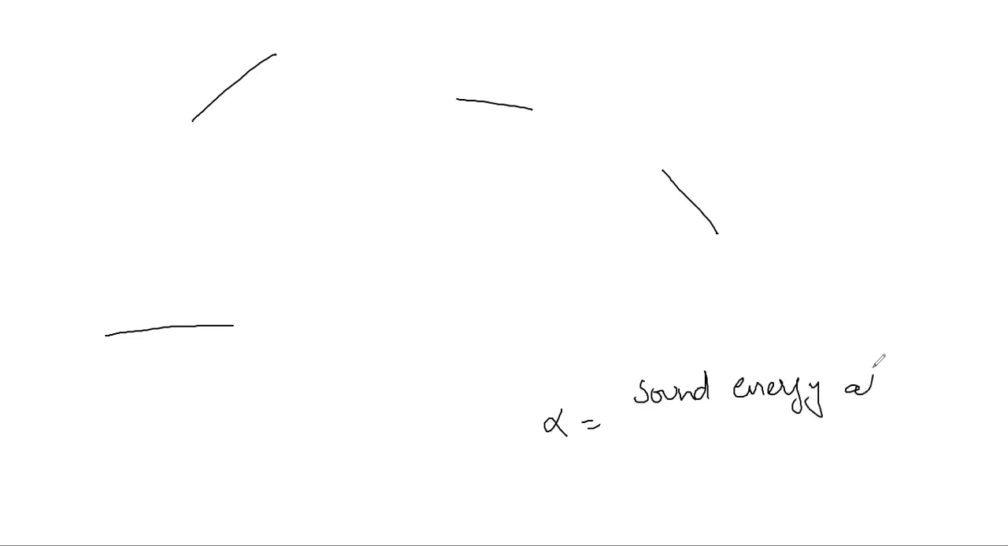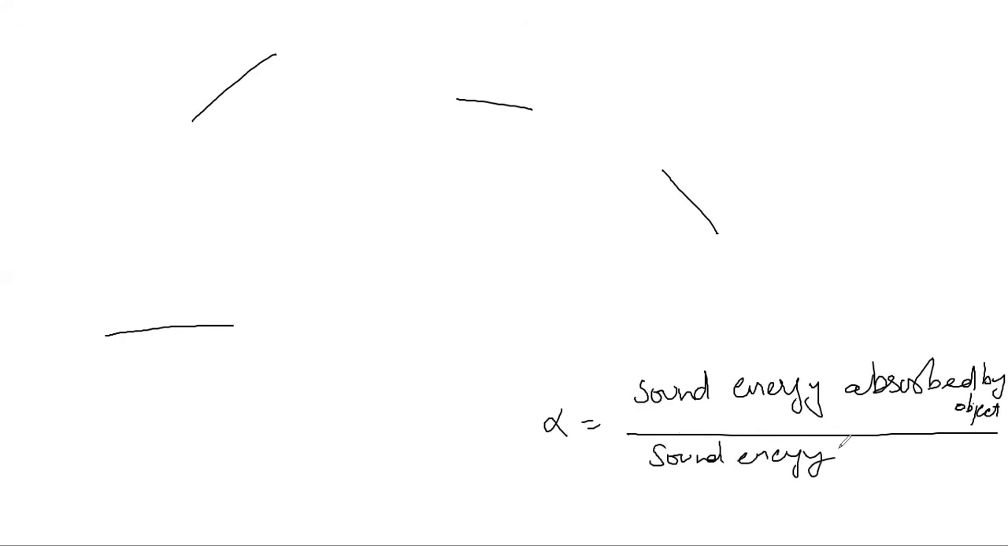So let's say you had an initial surface, and this is another surface, this is another surface, and this is another surface. By definition, we defined absorption coefficient as the sound energy absorbed by an object divided by sound energy that was incident on that object. And basically energy and intensity are related to each other, right? So rather than talking about energy, you can talk in terms of intensity also.